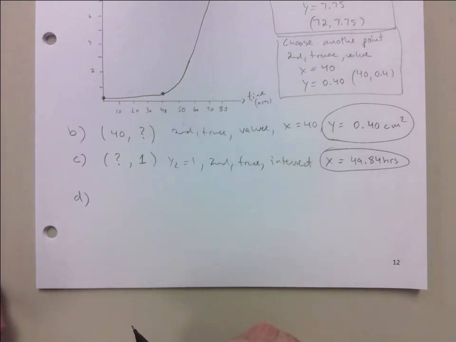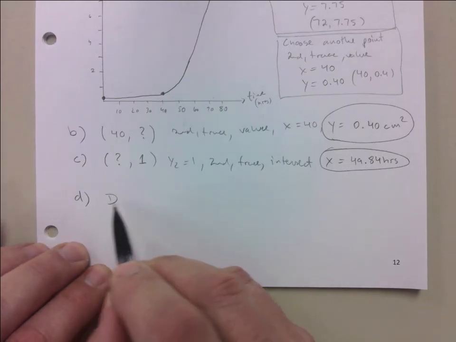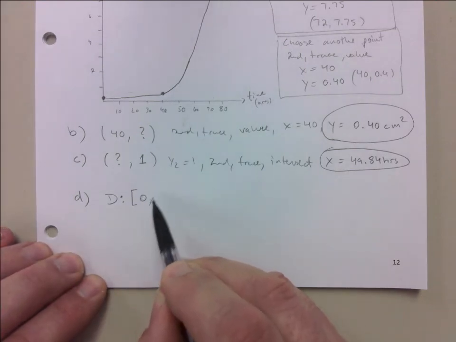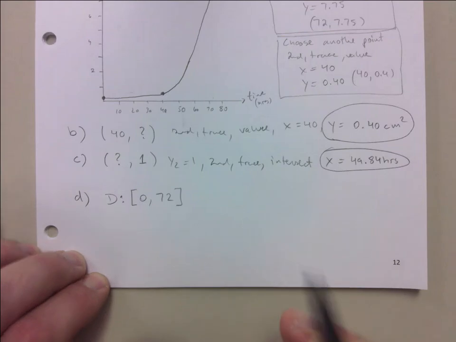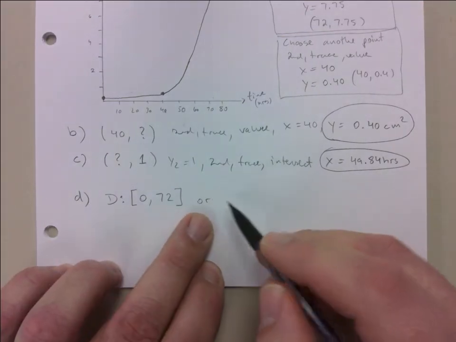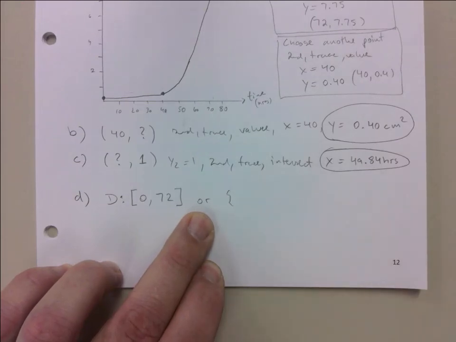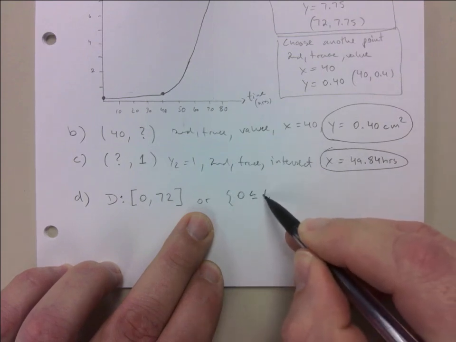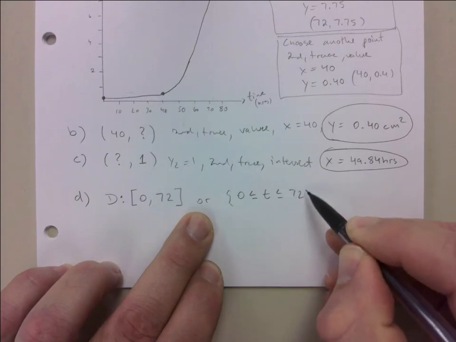Given this information, state the domain and range in this context. Because I'm restricted in time, I can't just grow indefinitely. This is from 0 to 72. That's the only time this is valid. If you want to go set notation, you have to use the variables that the equation given uses. So you can go 0 ≤ t ≤ 72 like that.